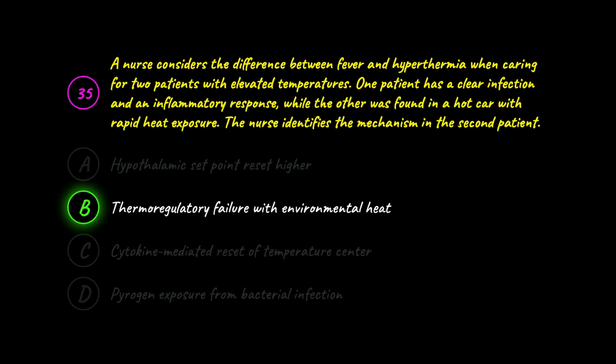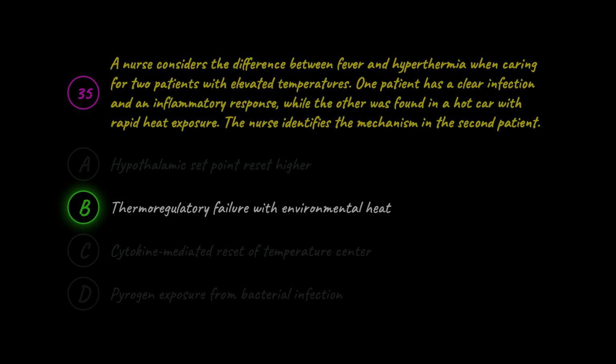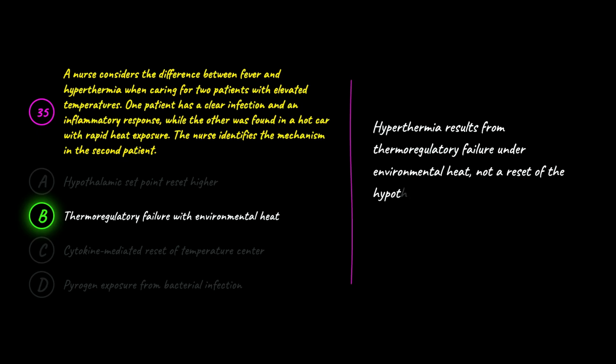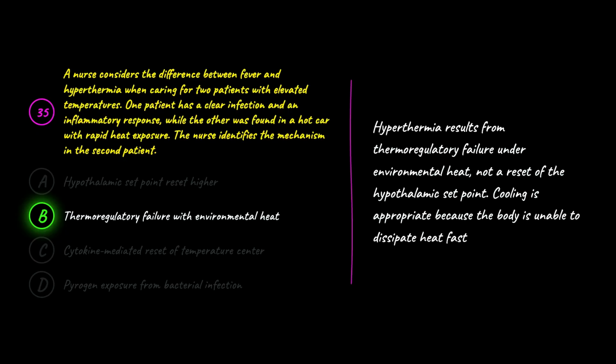The correct answer is B. Thermoregulatory failure with environmental heat. B is correct because hypothermia results from thermoregulatory failure under environmental heat, not a reset of the hypothalamic set point. Cooling is appropriate because the body is unable to dissipate heat fast enough on its own.